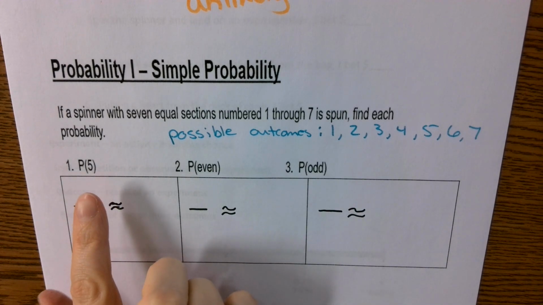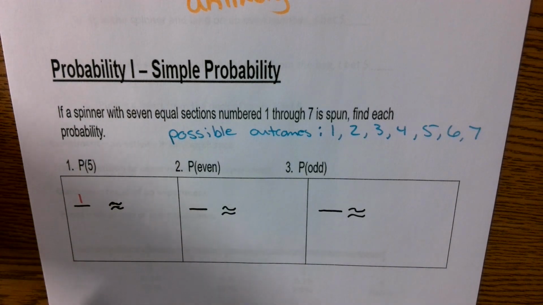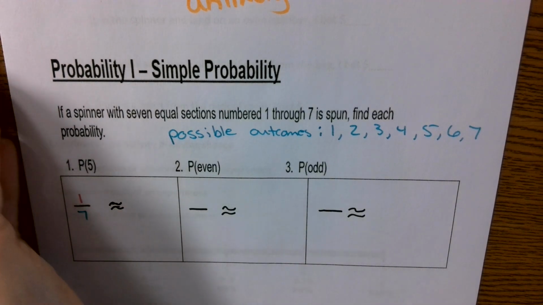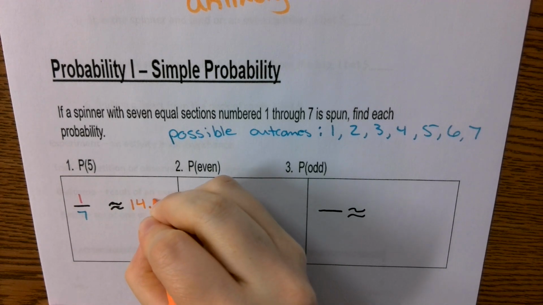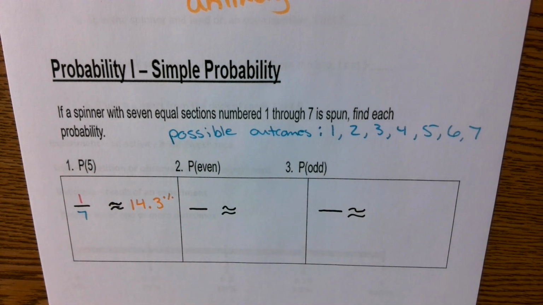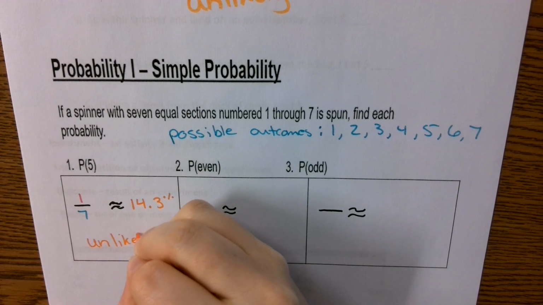All right, probability of landing on a 5. How many 5s are there? 1 out of how many numbers? 7. So if we do 1 over 7, that's approximately 14.3%. Okay? What's the likelihood of that? Is that impossible? Is it unlikely? Is it equally likely? Likely? It's unlikely, right? Is this an unlikely situation?